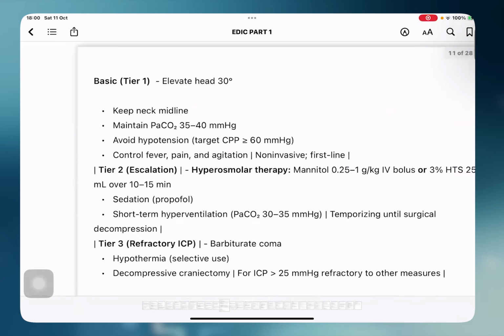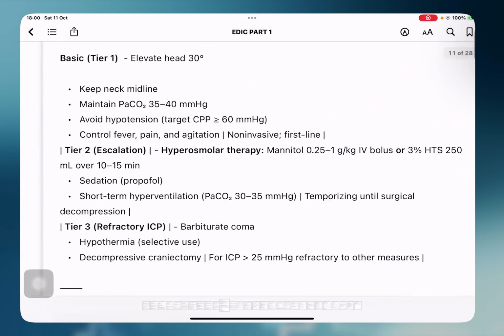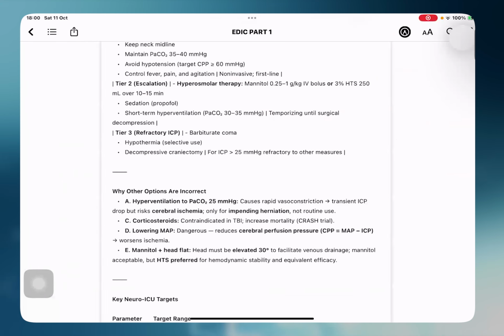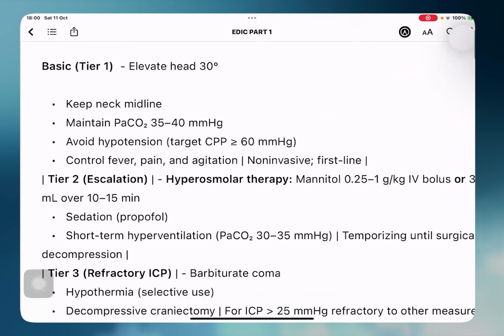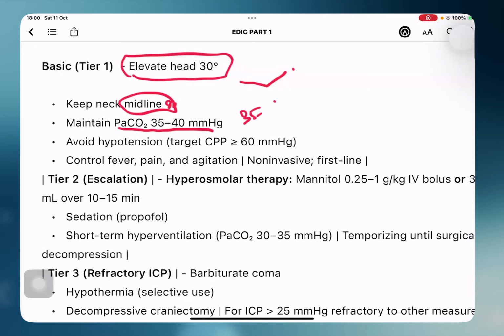So, what is the management of raised ICP in traumatic brain injury? Number one is tier one. Basic: elevate the head by 30 degrees. Keeping the head flat is itself a very wrong answer. Elevate the head end by 30 degrees. Keep the neck midline, very important. Maintain a PaCO2 of 35 to 40, very, very important. Avoid any hypotension to target a CPP, cerebral perfusion pressure, of more than 60. Control any fever, pain, and agitation. Non-invasive management is the first line.